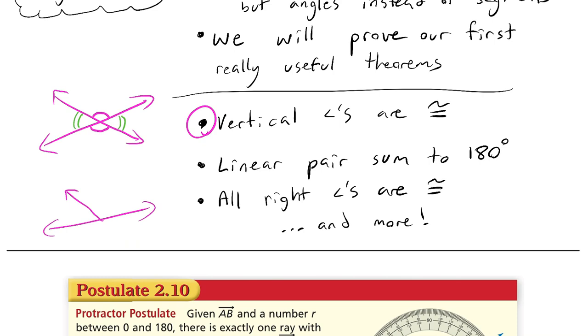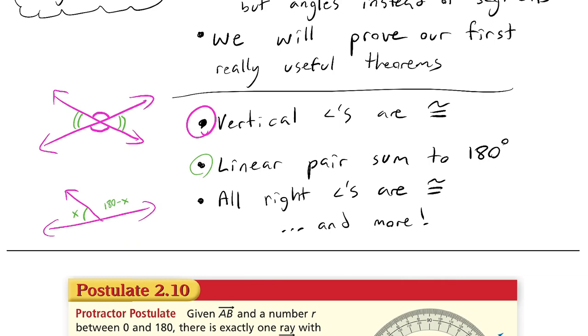Two other useful things are linear pairs sum to 180. So that'll show up in different books, like IXL, different places will word it differently. But the big idea is if you have a line and you have two angles, whatever this one is, let's call this x, then the other one is 180 minus x, because these two angles add up to a straight angle, or 180 degrees. So the linear pair or supplementary, linear pair sum to 180. However your book defines it, a linear pair adds up to 180 degrees.